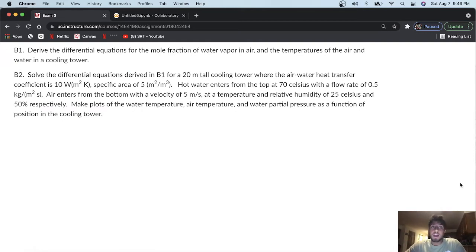And in this Python video, we're going to be making plots of the water temperature, air temperature, and the water partial pressure as a function of the position in the cooling tower. So let's get right to it.